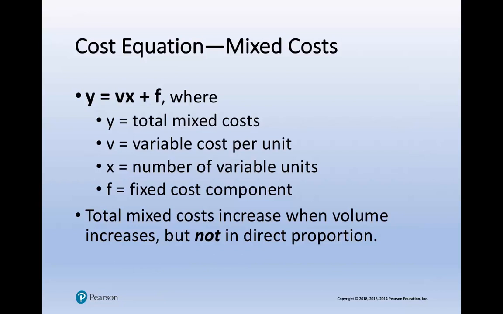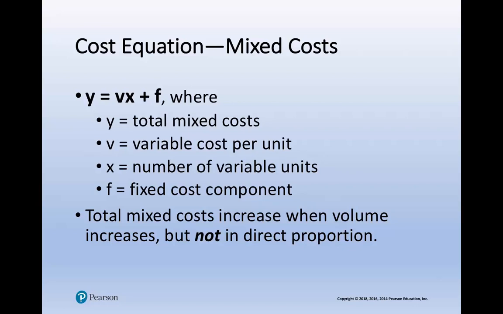So our cost equation here is basically combining our variable, Vx, plus our fixed, which is the F, to get our total mixed cost. So we'll see here, and you'll see potentially on the exam, I might talk about your mixed cost, but also what are some of the components. So what does the V stand for? What does the X stand for? What does the F stand for, etc.